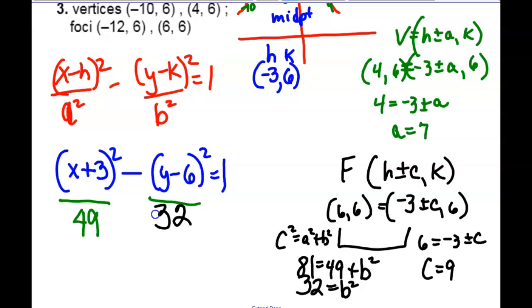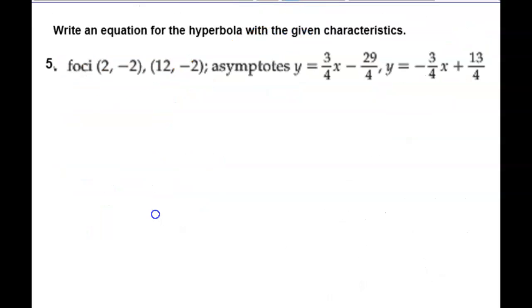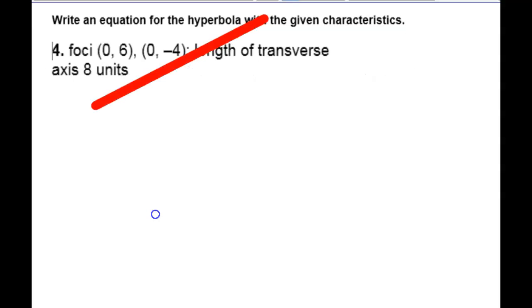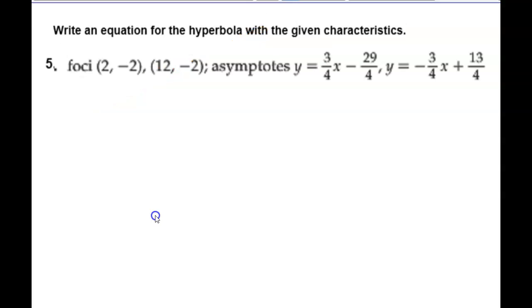Okay? The other possibility is that they will give us, we're skipping this one, I don't know if you have this one. The length of the transverse axis actually means that a is half of that, but I didn't give you that on a quiz, so I'm just going to skip it. On the quiz, I give you some asymptotes possibly. There is a trick to this, and I think this might be a tricky one. We'll see what happens.